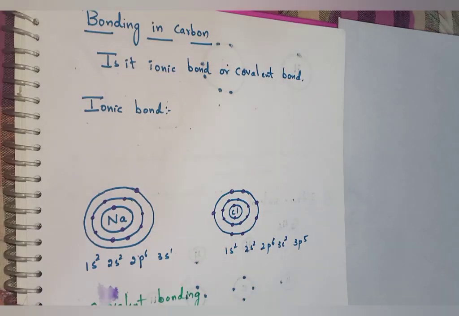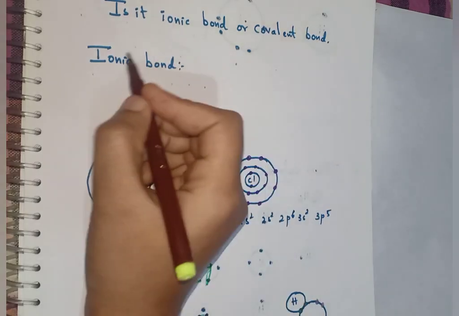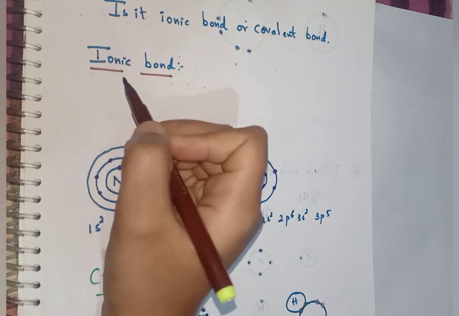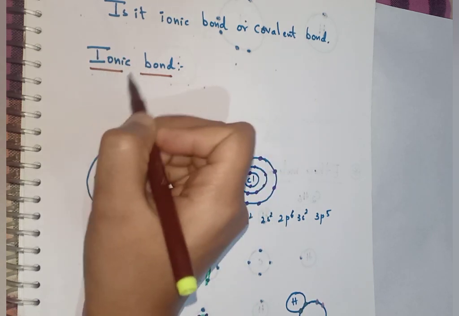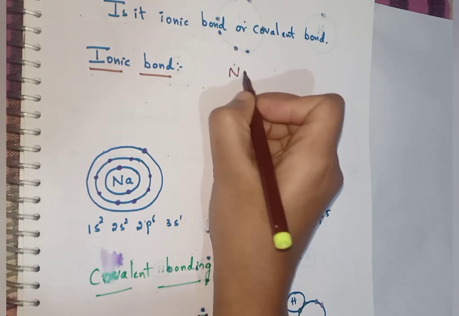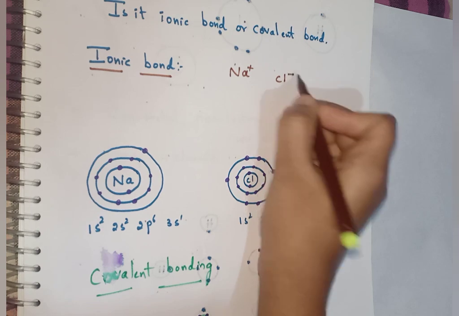Let's discuss another important topic, that is bonding in carbon, whether it is ionic bond or covalent bond. Now let's discuss some basic points of ionic bond and covalent bond. Here in the ionic bond, by seeing this name only we can tell that ions are formed, that is ionic bond. So let's study the cation Na plus and take an example for anion, that is Cl minus.